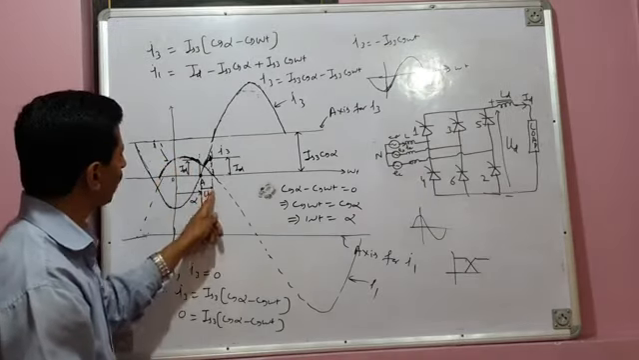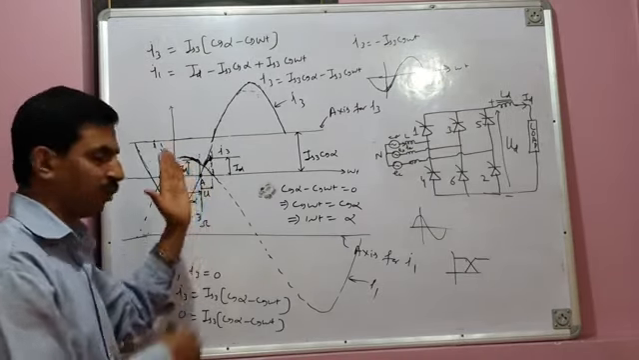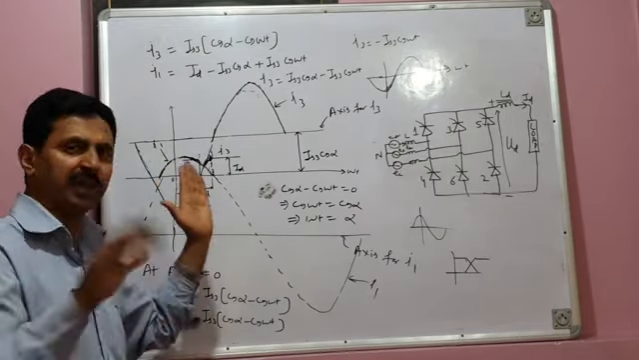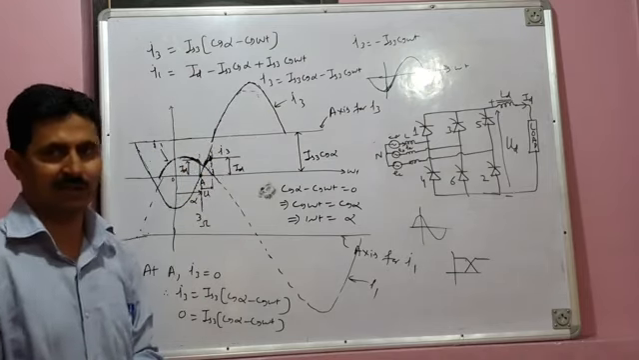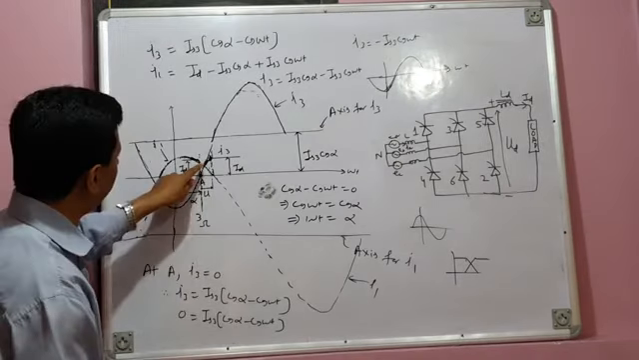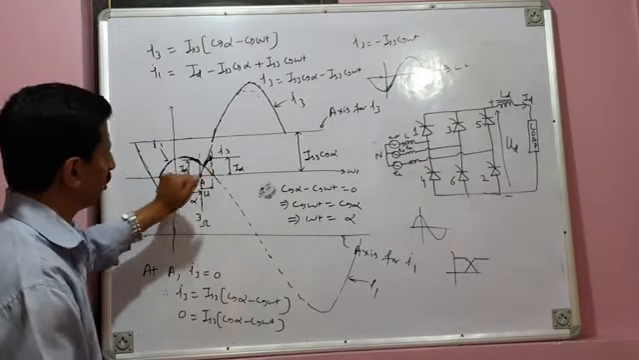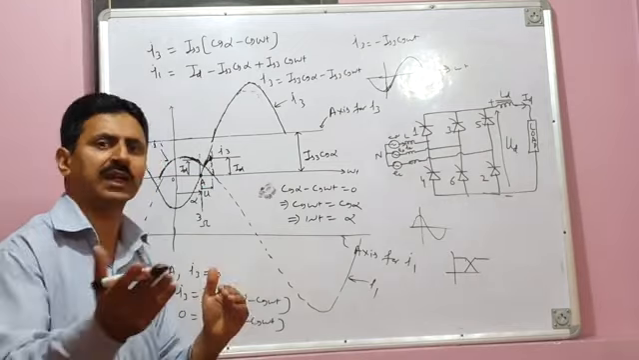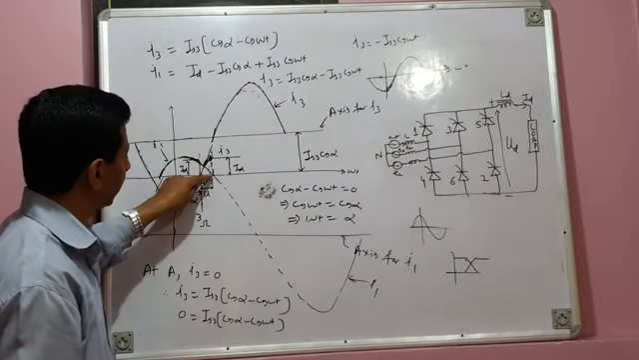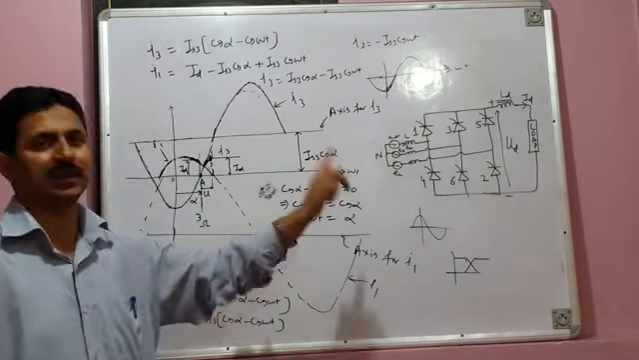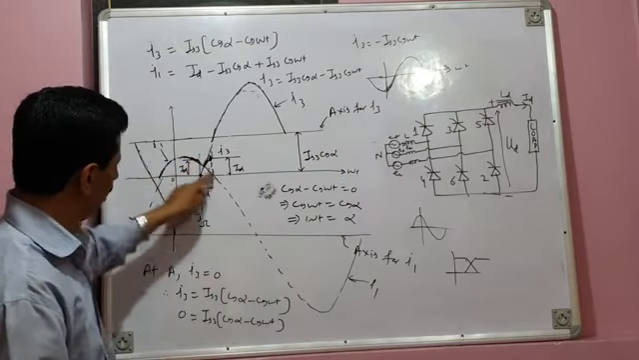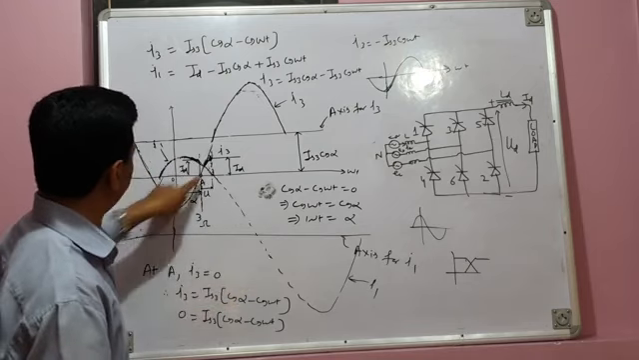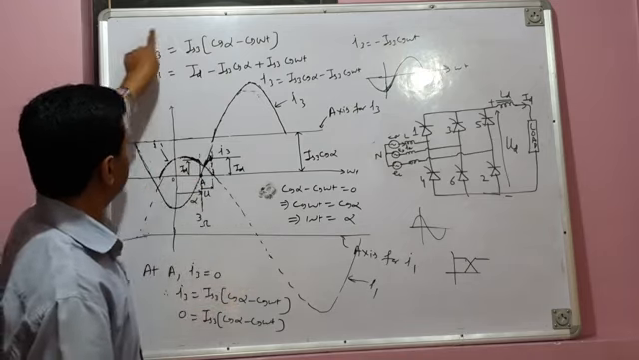And once the commutation overlap U is over, that is, commutation is over, valve 1 current has become 0. And valve 3 current will not follow this sinusoidal pattern. It will be equal to plus ID. Commutation is over. When valve 1 has transferred all the current to valve 3, what is valve 1 current after that? Valve 1 current is 0, not this.